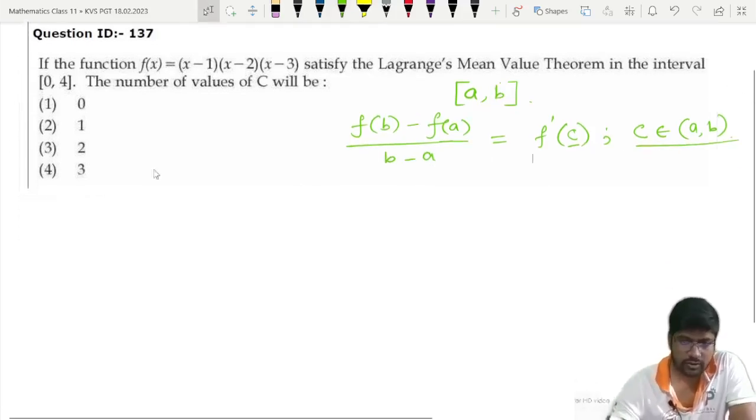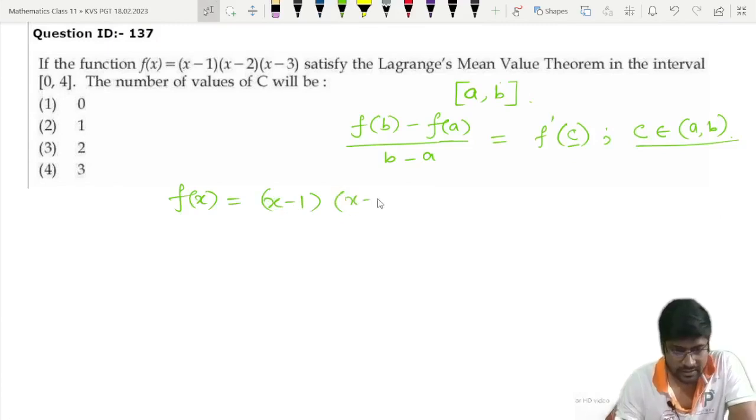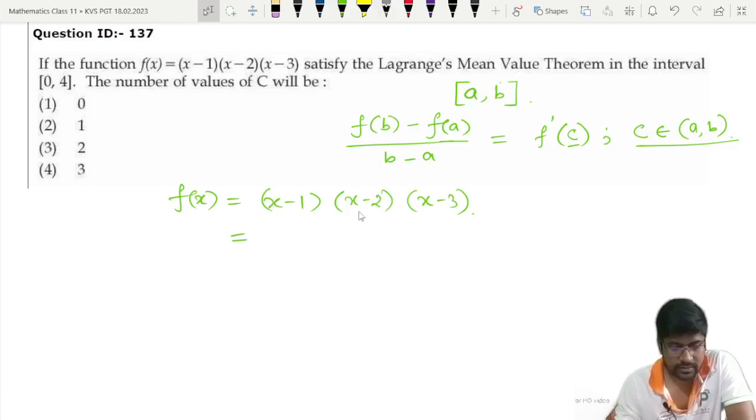So just write f(x) is equal to whatever the function is given: f(x) is equal to (x minus 1)(x minus 2)(x minus 3). Then what will be f dash x? I will rewrite this function after simplifying it a little bit. x minus 1 into x minus 2, just multiply them. We get x square minus 2x minus x, so x square minus 3x plus 2, into x minus 3.